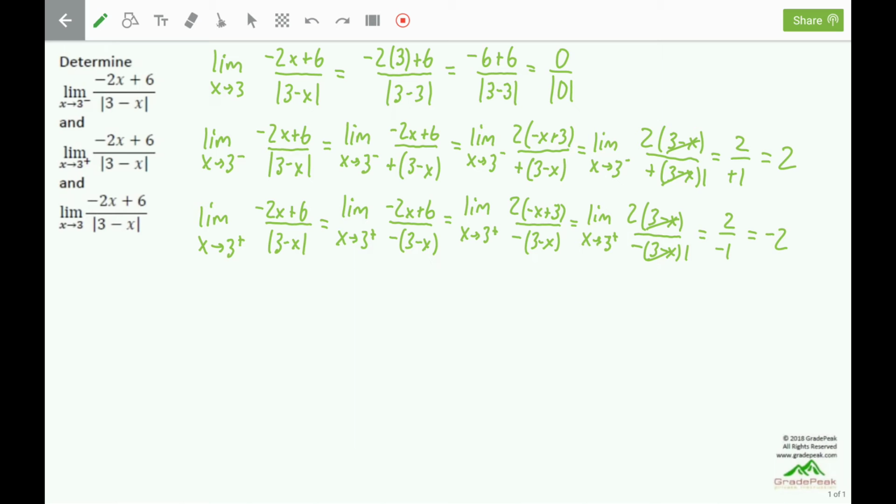The two-sided limit is determined by comparing the results of the one-sided limits. Here they are. Comparing those to each other, they are not the same, and therefore the two-sided limit does not exist. And there are the results for those three different limits.